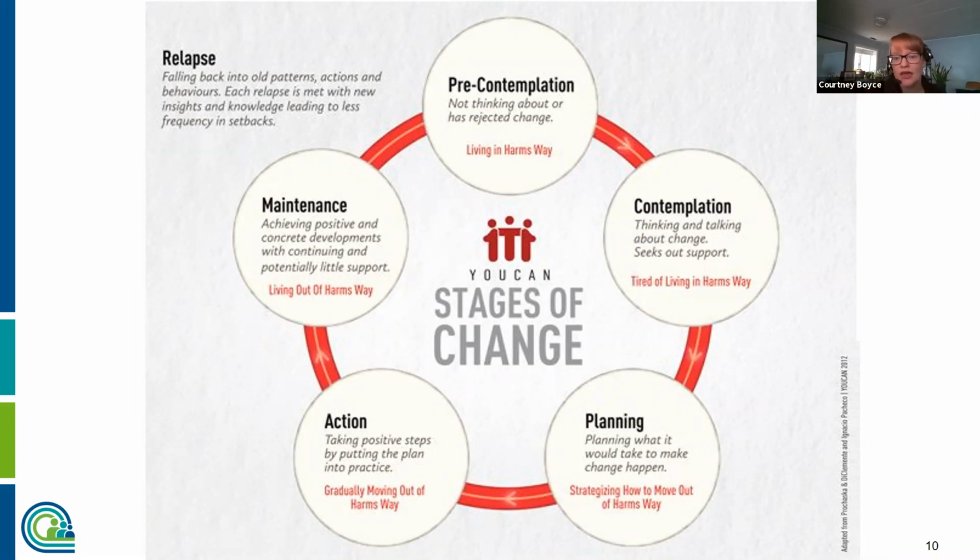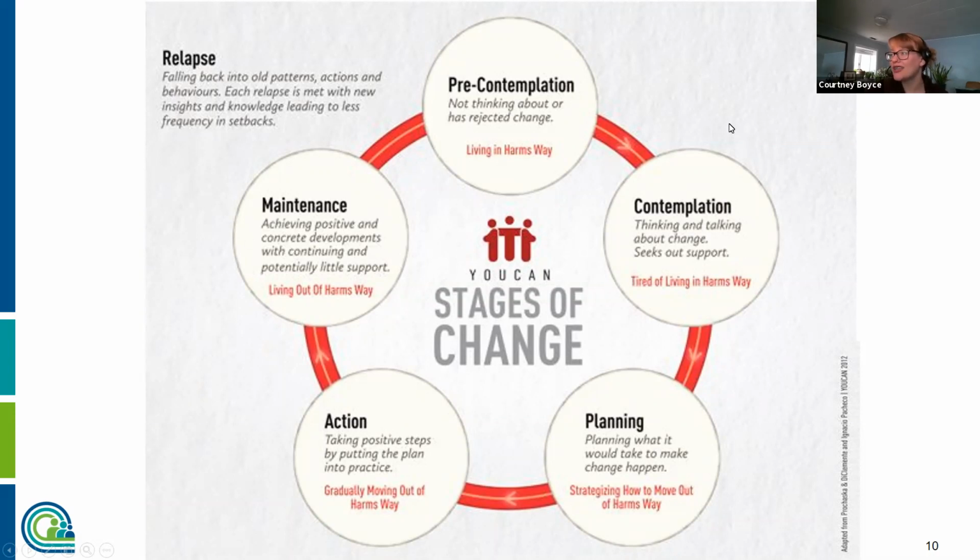So the stages of change are, for those of you that might not be familiar with it, 6 different stages, and relapses can be a part of that for some folks. Pre-contemplation is when people are living actively in harm's way. They're not thinking about change. They've not rejected change. They're just not really at that point of thinking about strategies.